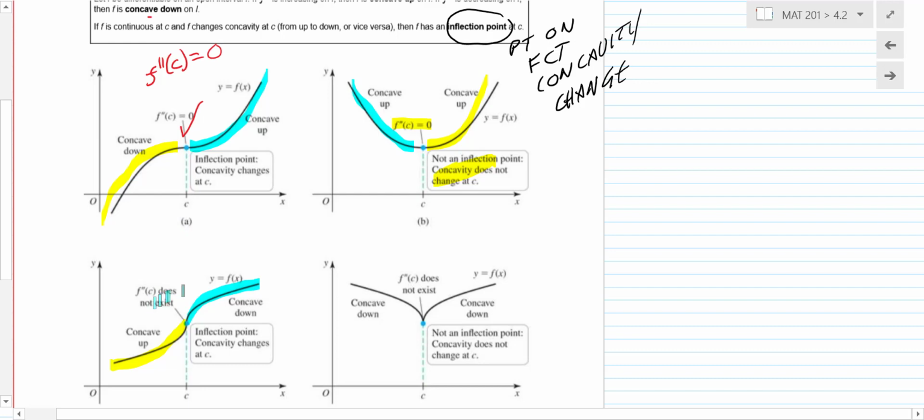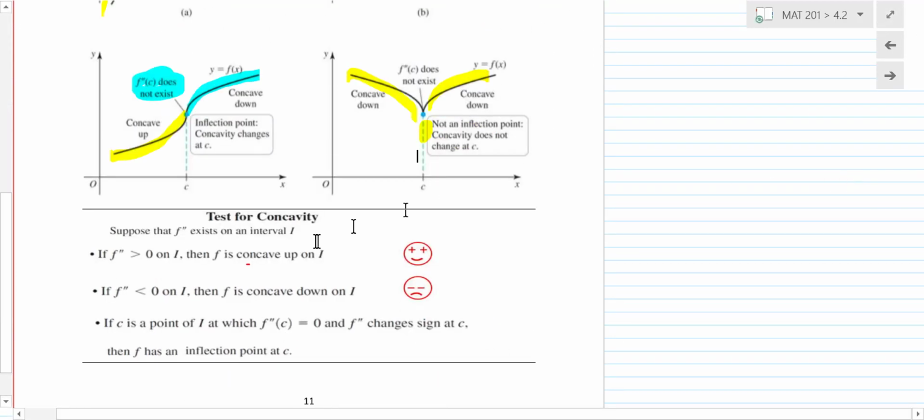However, in this one, the second derivative doesn't exist because that's a vertical tangent line. And then here's one last possibility. You're concave down, you're still concave down, so that's not an inflection point. What you want to get in your mind is roughly what concavity looks like, and then we're going to look at this last thing to finish up today.